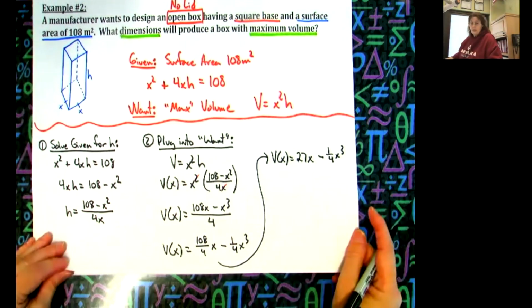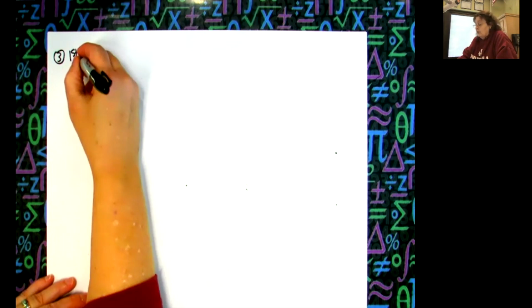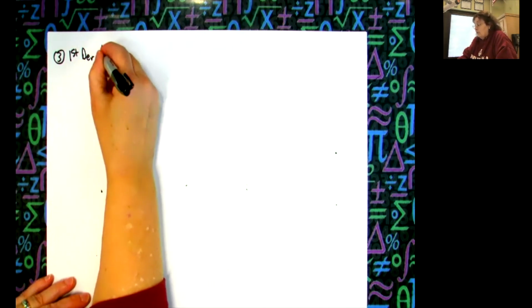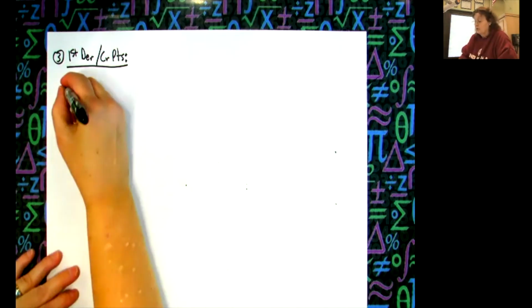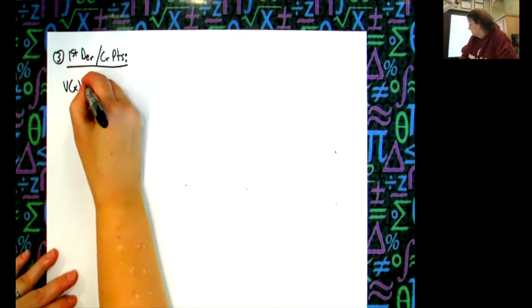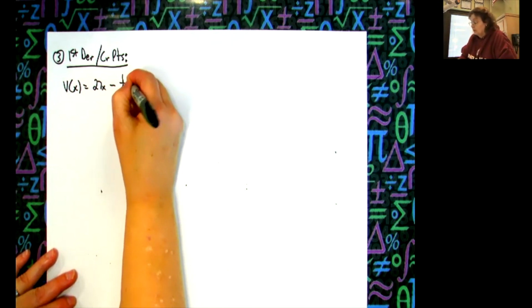All right, so I'm going to go to another piece of paper here. We'll get step 3 going. All right, step 3 is where we actually start our calculus. We're going to do our first derivative. We're going to find some critical points. All right, now just so we've got something to look at here, I'm going to rewrite that equation I just had. V of x, 27x minus 1/4 x to the third.